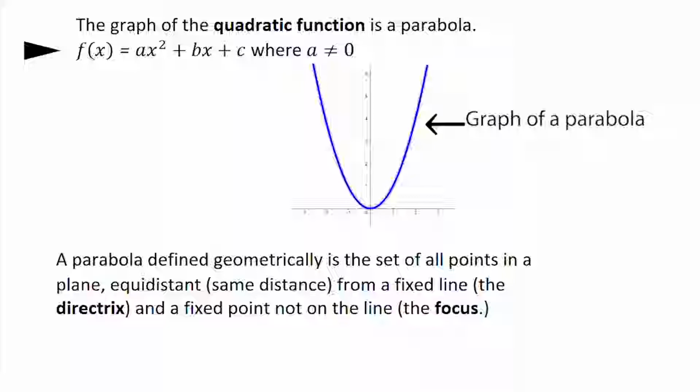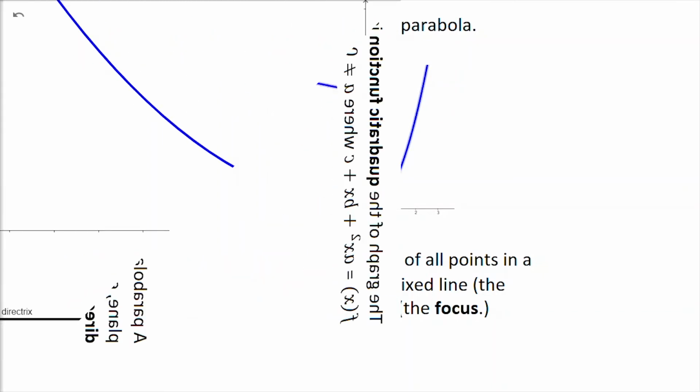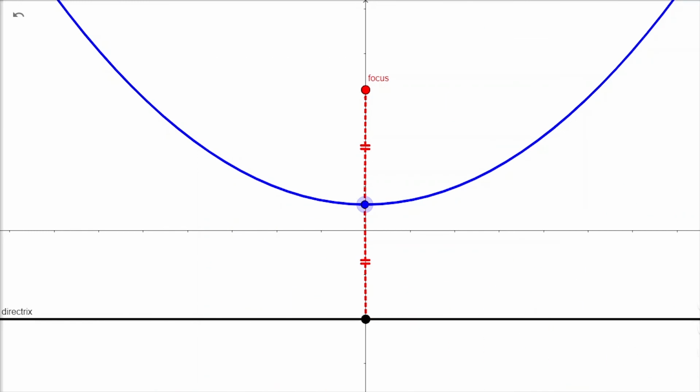equal 0. But we can also define a parabola geometrically as the set of all points in a plane equidistant, meaning the same distance, from a fixed line called the directrix, and a fixed point not on the line called the focus. Let's consider what the geometric definition of the parabola means.